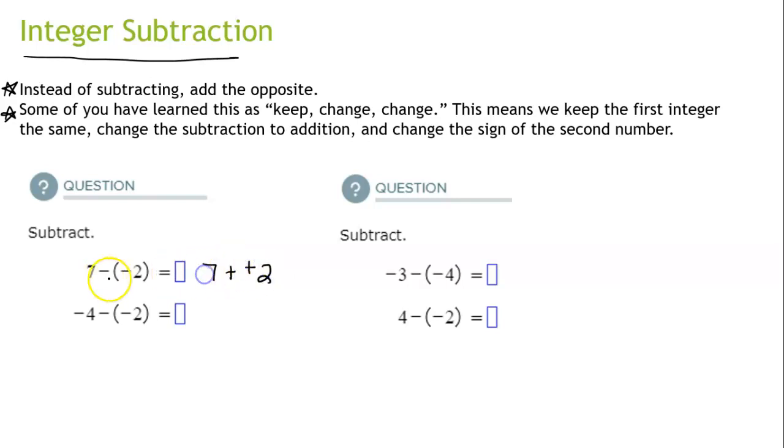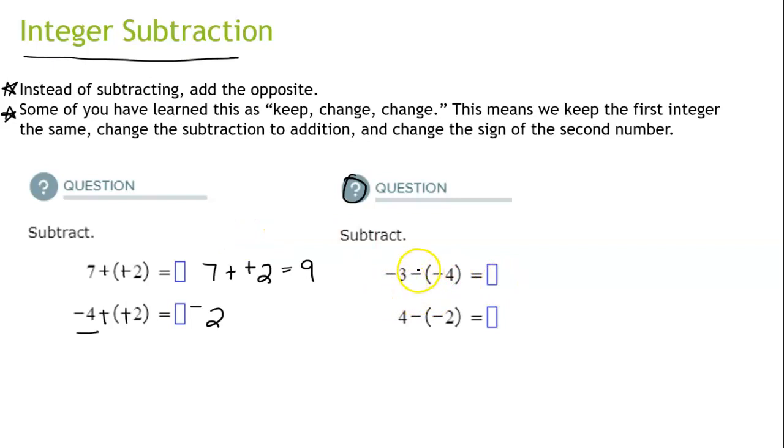And I actually like showing it better on the problem itself, because keep, change, change is easier to see that both of those become positive. In any case, it becomes 9 here. For this one, we keep, change, change. Now we can see that the signs are different, so we subtract and we keep the sign of the larger number. You pause the video and try these two on your own.